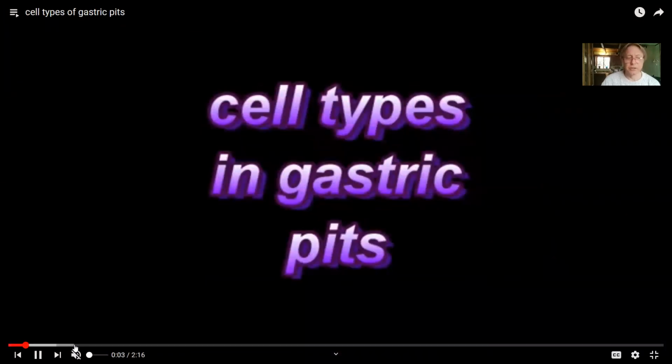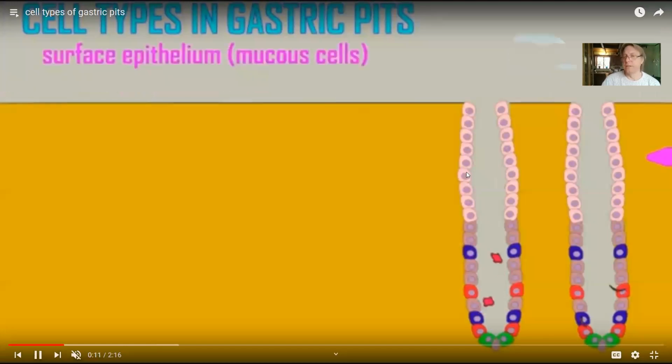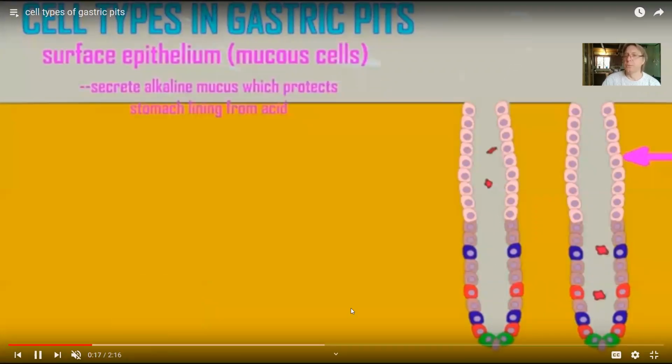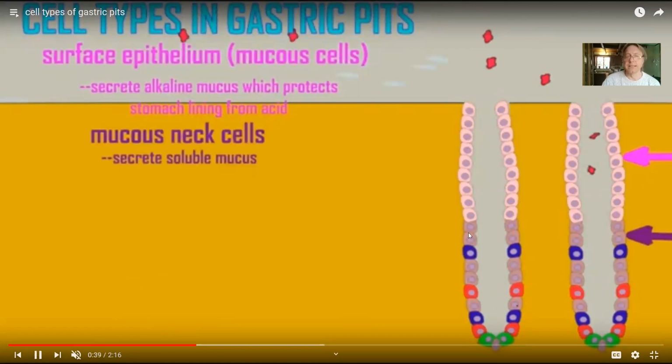The cells are often organized into these gastric pits, and there are different types of cells. So we have a surface epithelium, all right? While the lumen of the stomach is acidic, these cells are producing an alkaline juice which protects us from this stomach acid. There are mucous neck cells.